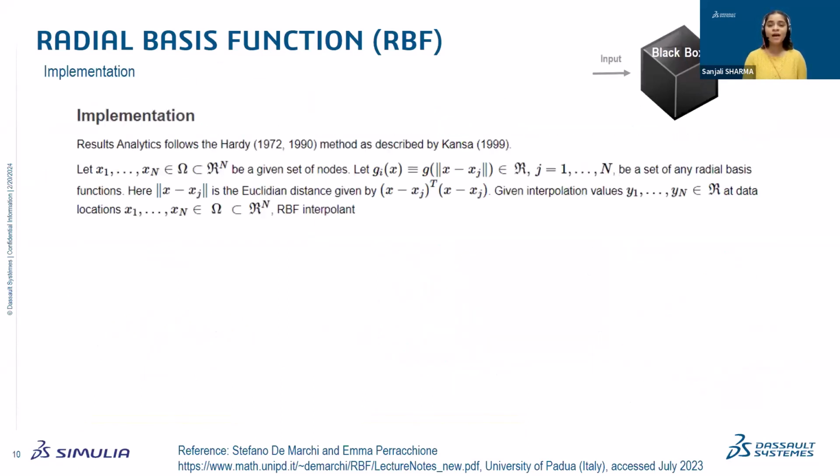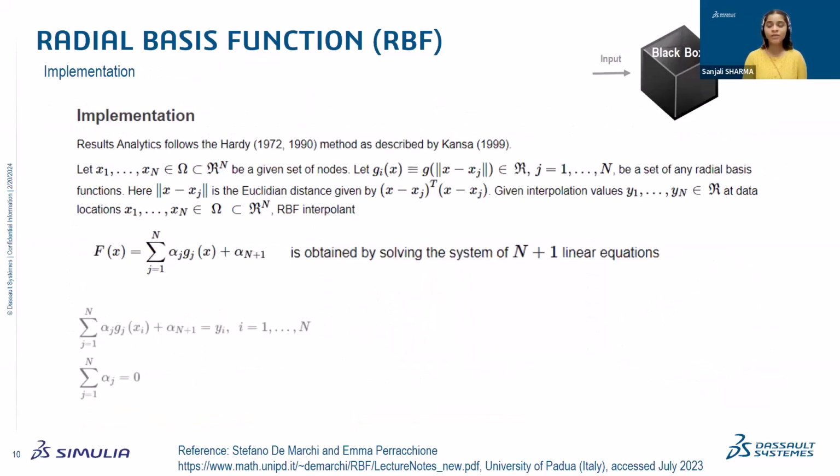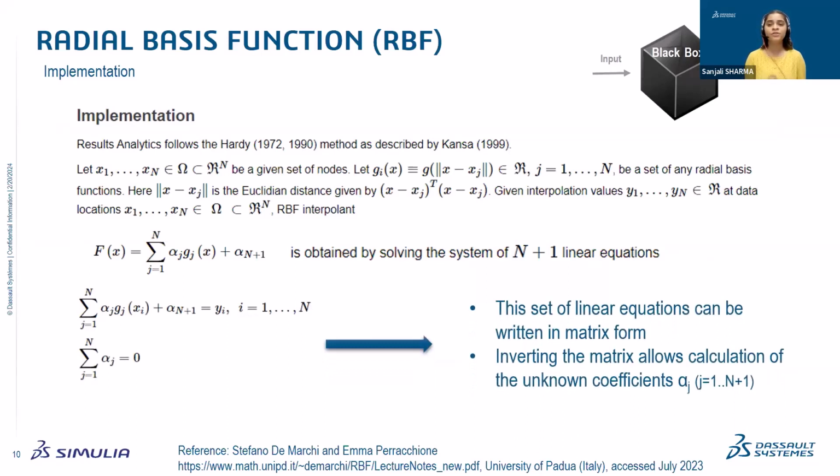So the data sets are used to solve the linear equations, and from these linear equations we can calculate the value of the approximation coefficient alpha. The approximation coefficient alpha along with the radial basis function constitutes the interpolation we are talking about here. The g of x here is the radial basis function.